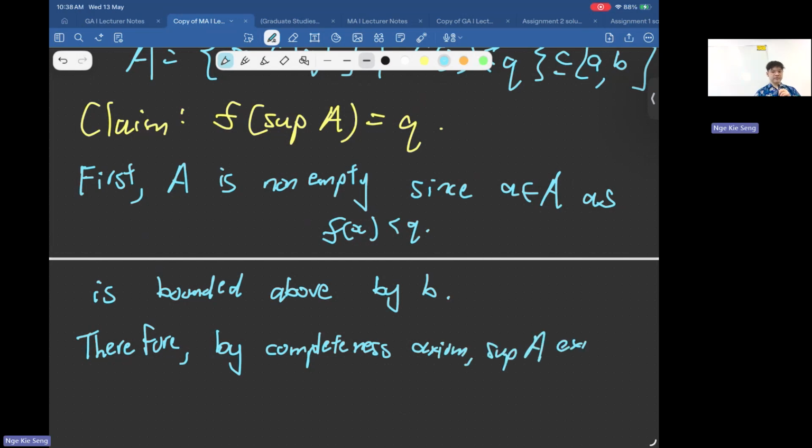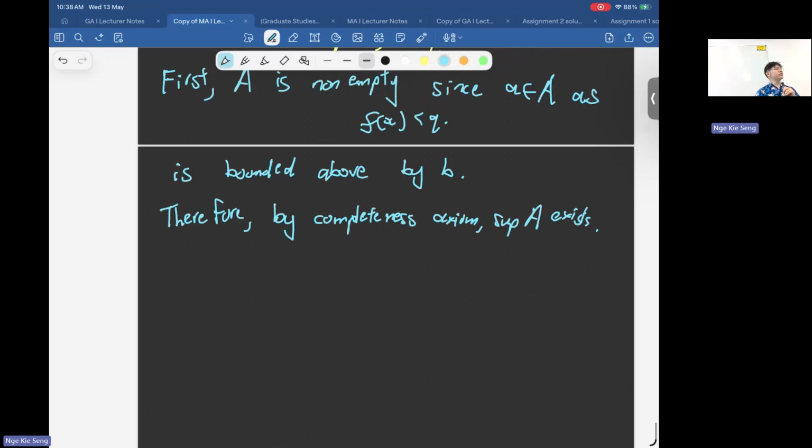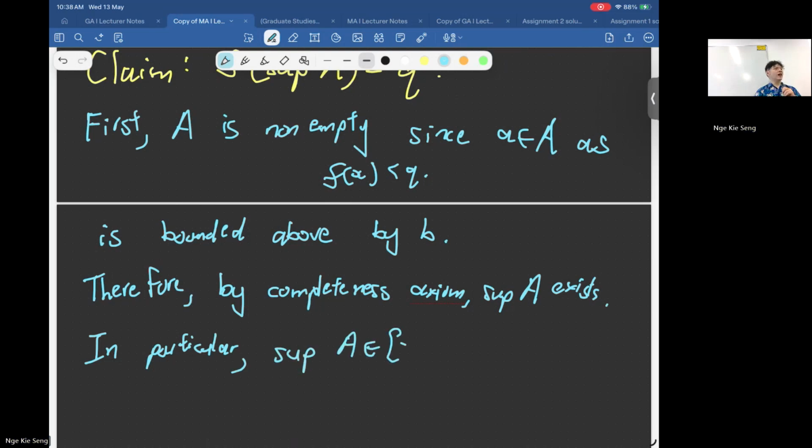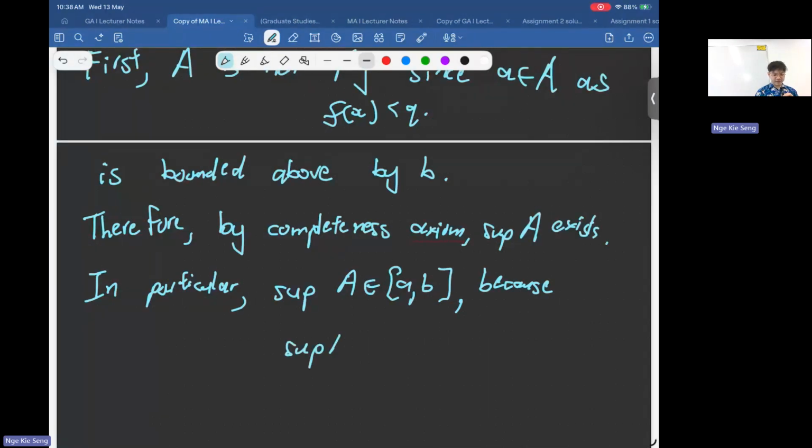Sup A exists. But you can ask a question actually. Sup A, is it possible for it to live outside the set? Is it possible for it to go outside this closed bounded interval? Why? Sure, but then we need to prove it. So you want to show that it is inside this interval, right? What do you need to show? You have to show that sup A is greater than or equal to a and less than or equal to b.